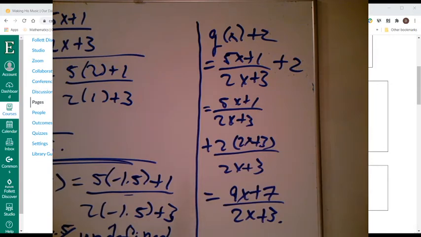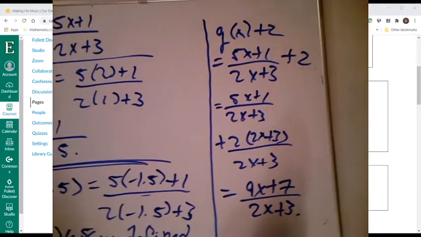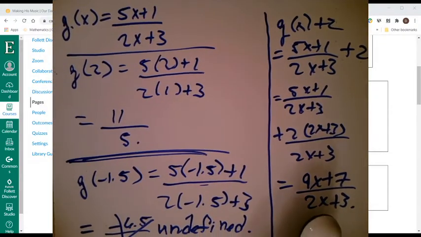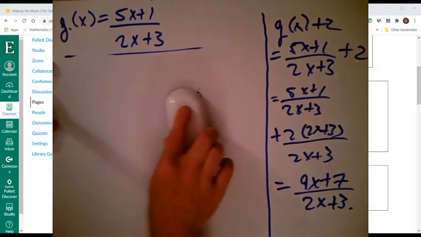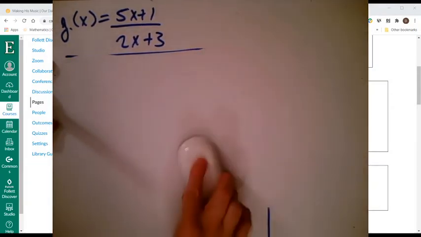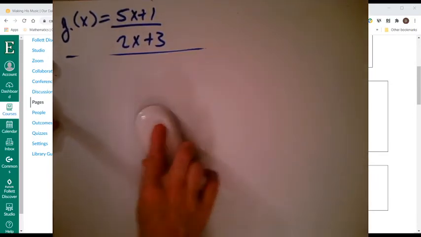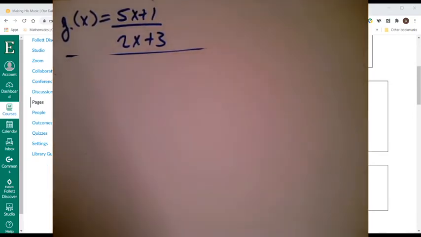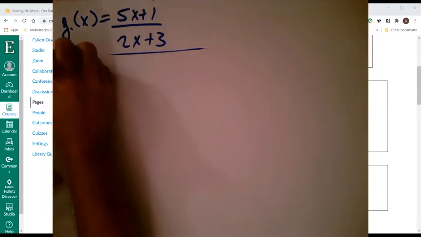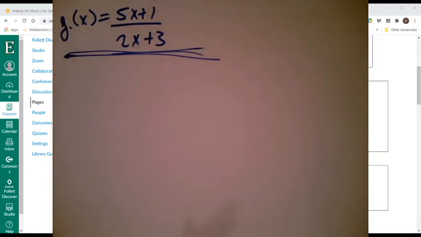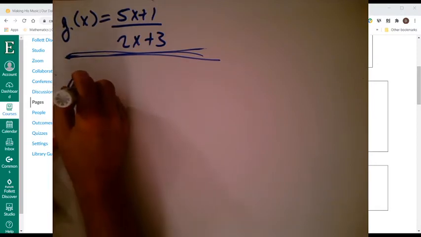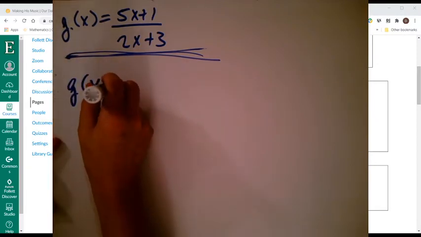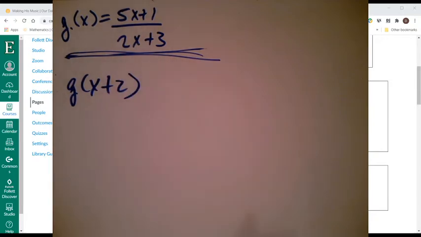Now, they asked me to do more, so what I'm going to do is wipe this away. You've got this on tape, so I'm not going to worry about it too much. When things get longer, we'll use a bigger board. So, another thing we're being asked to find is g of the quantity x plus 2. So I'm going to write down g of x plus 2, just like that.